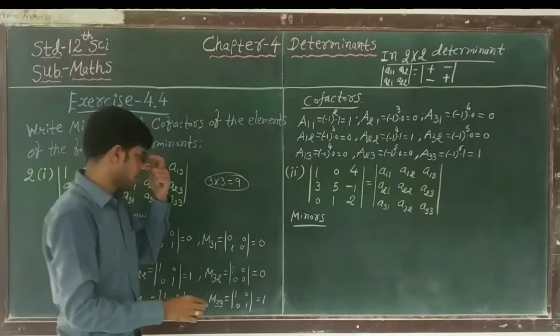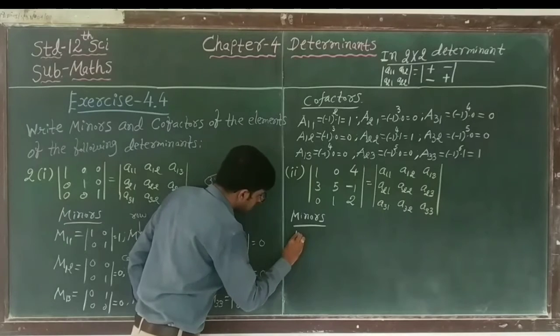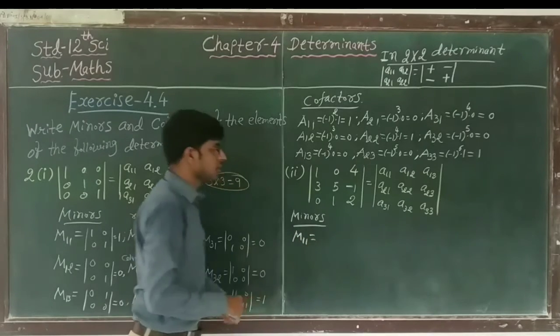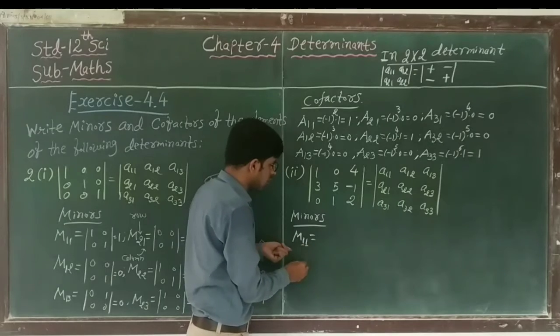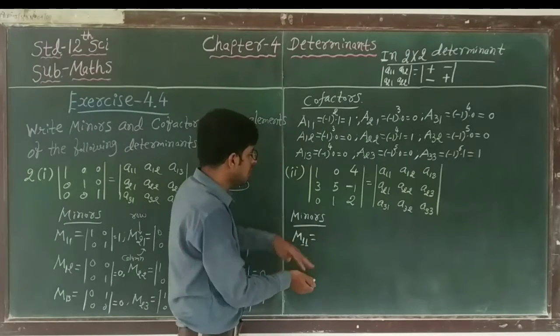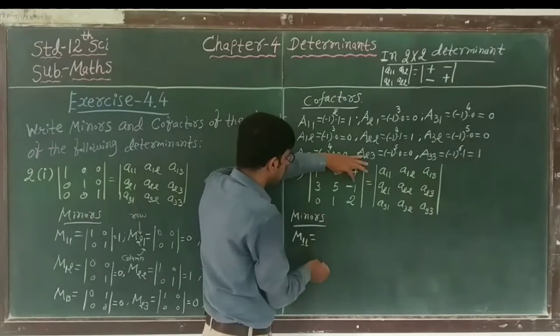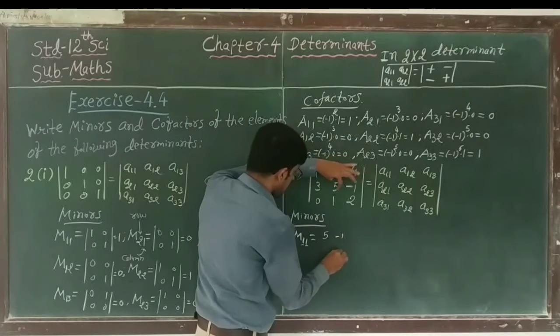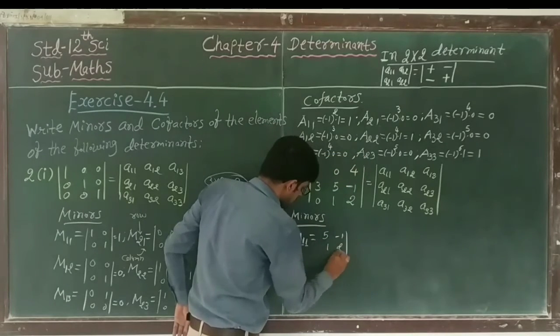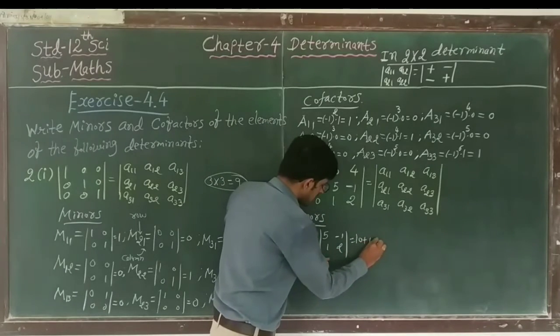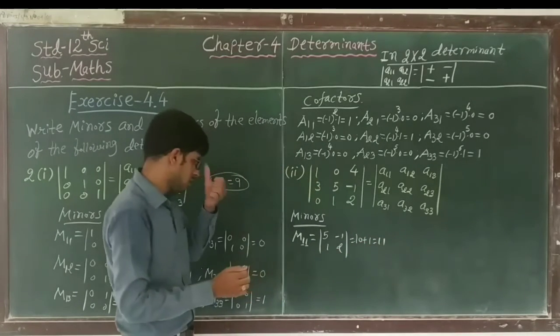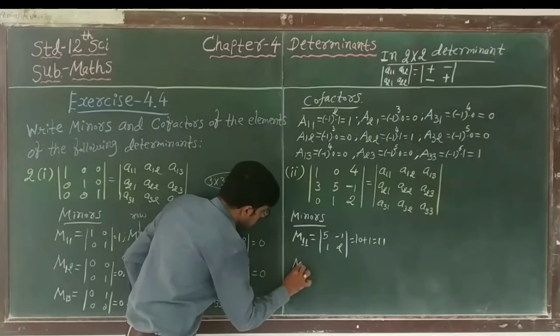So minor of A11 gives M11. So we have to remove first row, first column, because one gives the row and one gives the column. So remove first row, first column. This gives 5 minus 1, 1, 2, which is equal to 5 2s are 10 plus 1. It gives 11.